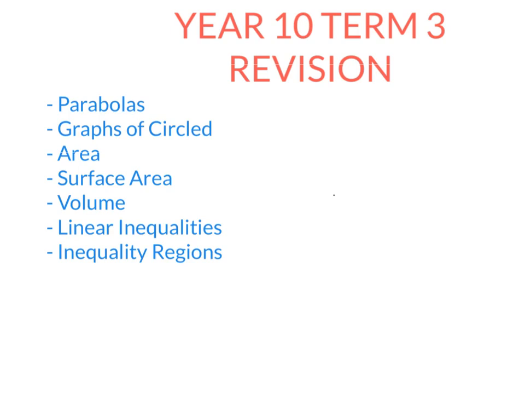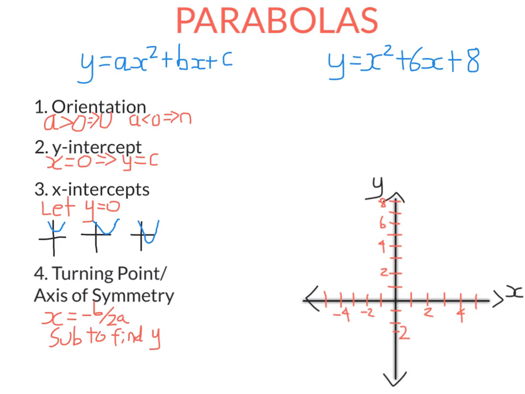Let's start with parabolas. A parabola is a graph of an equation of the form y equals ax squared plus bx plus c. What the parabola looks like depends on these features. Every parabola will either look like this, a smiley face or a frowny face, and that's determined by a, the coefficient of x squared. If a is positive, then it's a smiley face. If this number in front of x squared is negative, it's a frowny face.